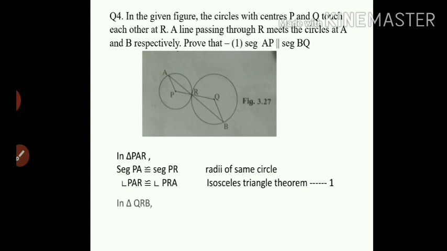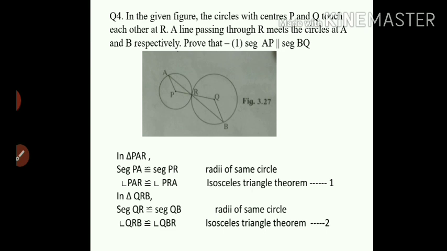Now I will take one more triangle, QRB. Again the same thing: QR and QB are both congruent since they are radii of the same circle, so again it is an isosceles triangle. So angle R will be congruent to angle B. Statement number 2, isosceles triangle theorem. Now we have one more angle: angle PRA will be congruent to angle QRB since they are vertically opposite angles. This is my statement number 3.